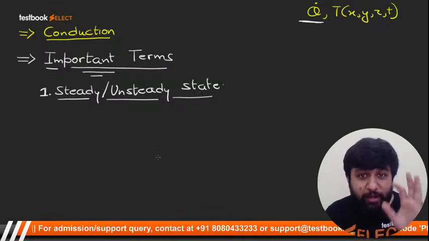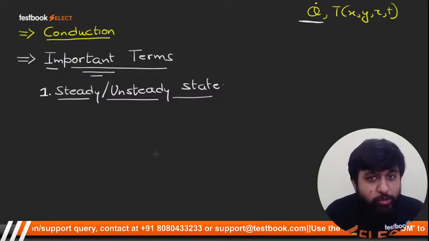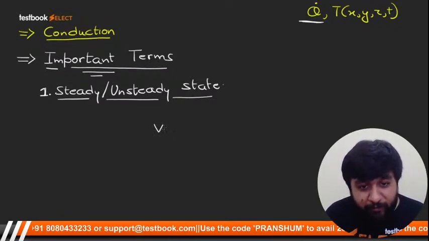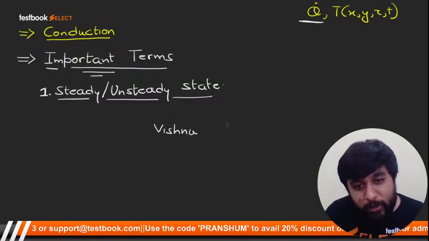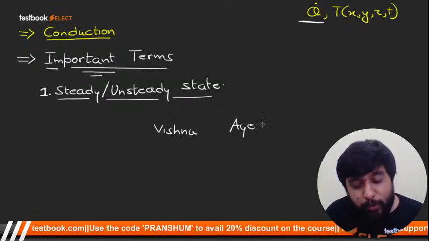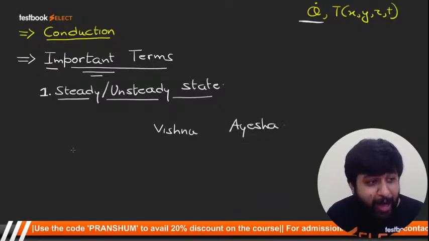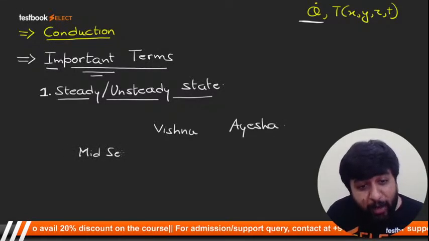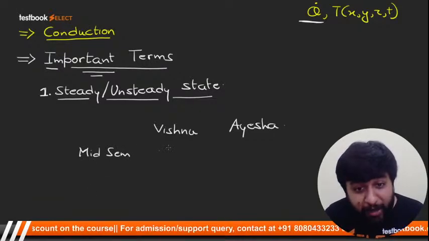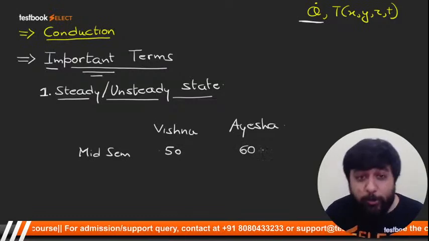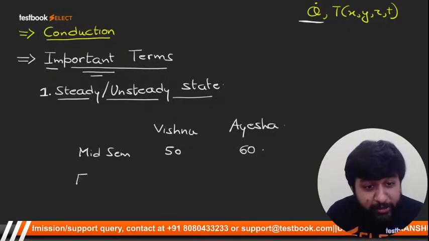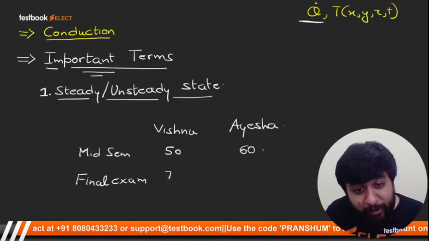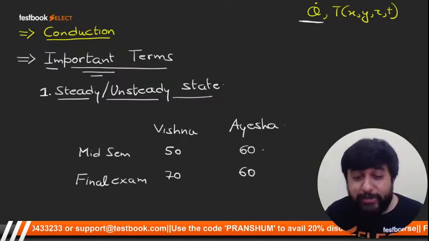So for example, in this class, there are 2 brilliant students, Vishnu and Aisha. You can write this example in your copies also. Now during the mid-semester exam, since you are in first and second year, Vishnu got 50 marks, Aisha got 60 marks. And during the final exam, Vishnu got 70 marks, but Aisha again got 60 marks.